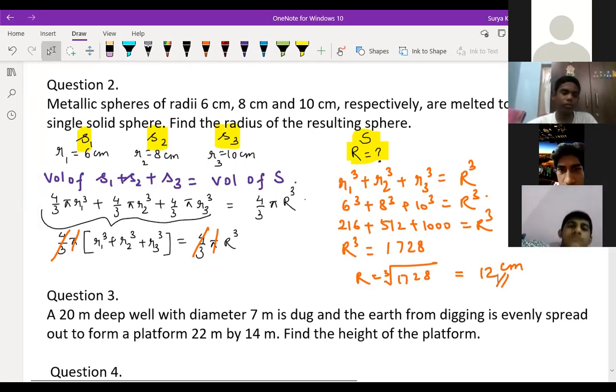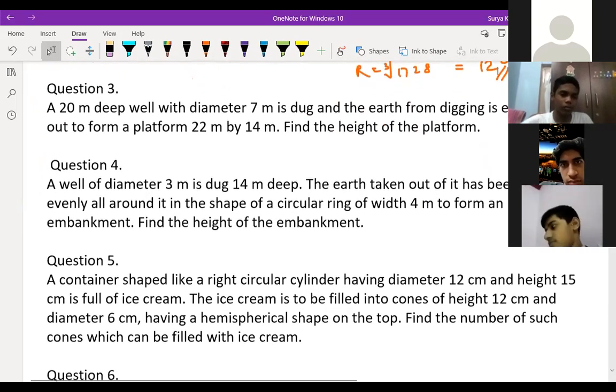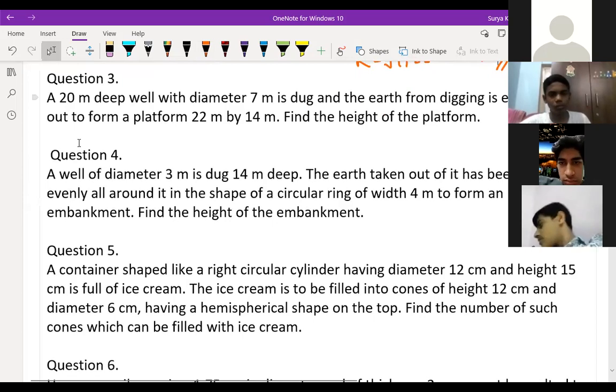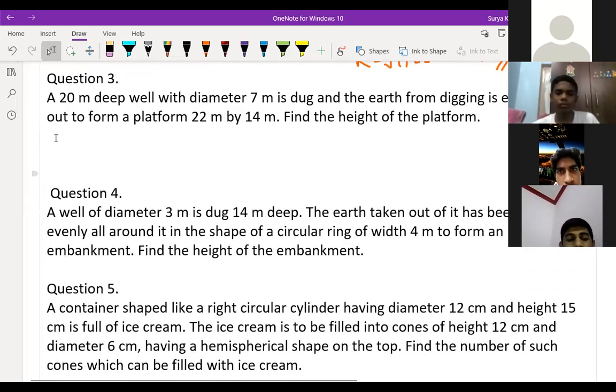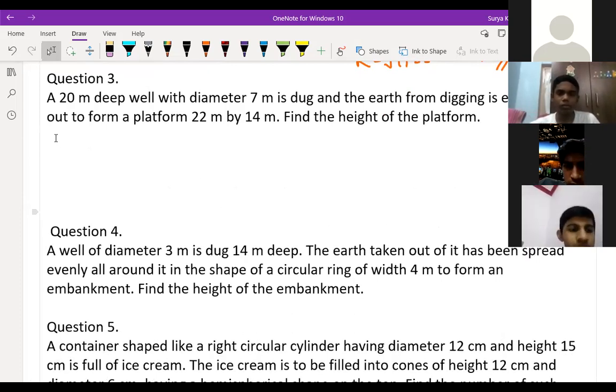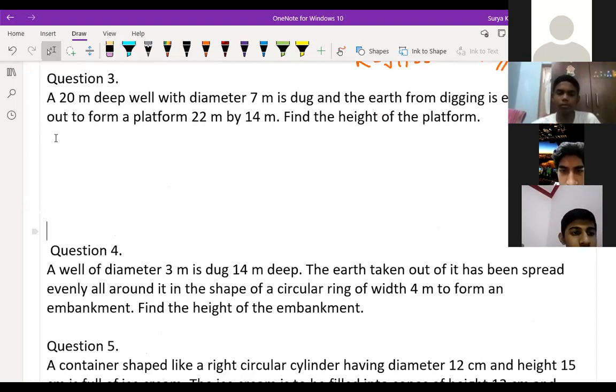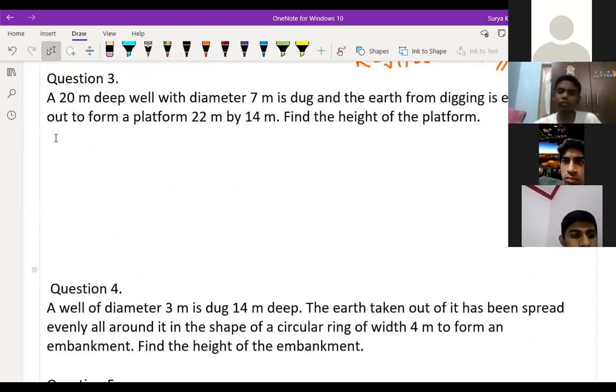Next question is question number 3. Now this is a very interesting question, children. This is third and fourth one, a bit interesting question. You have to understand it properly. Third one question, you have done, Samarth? Yes, sir. I have done it yesterday.